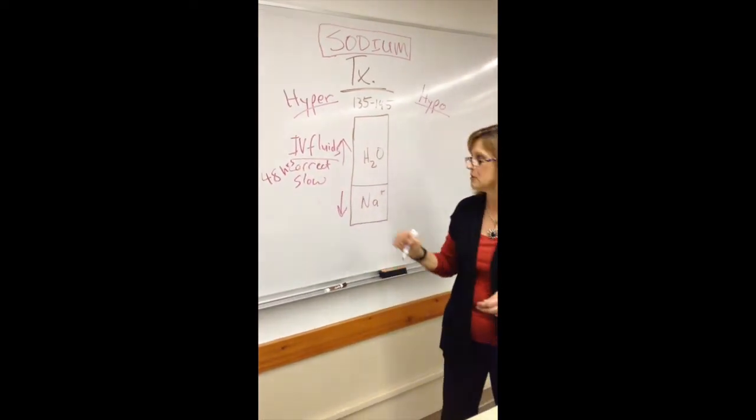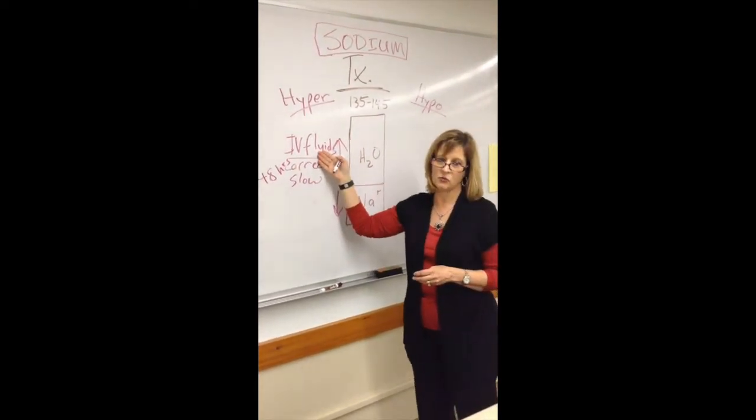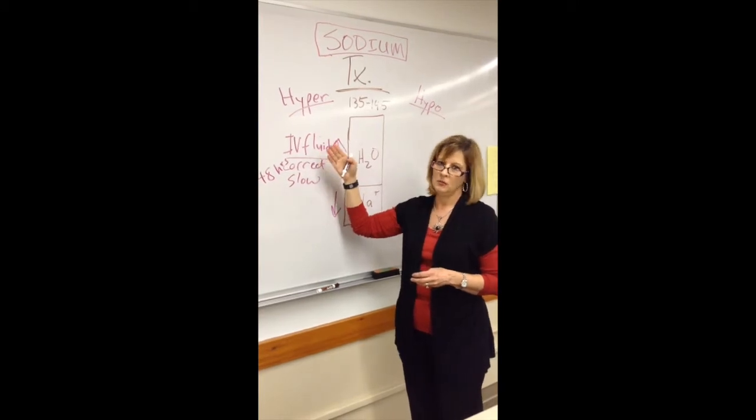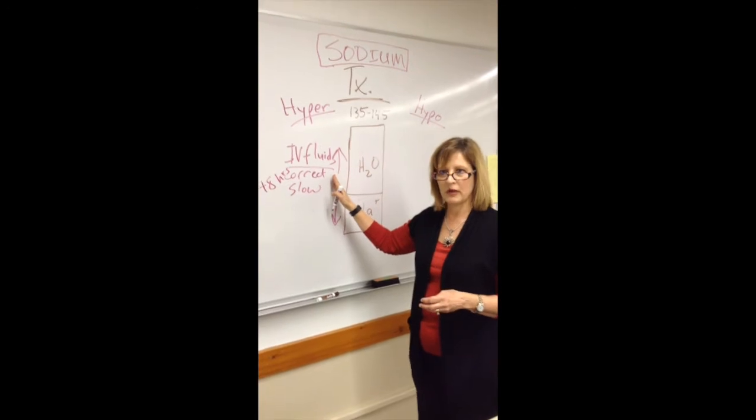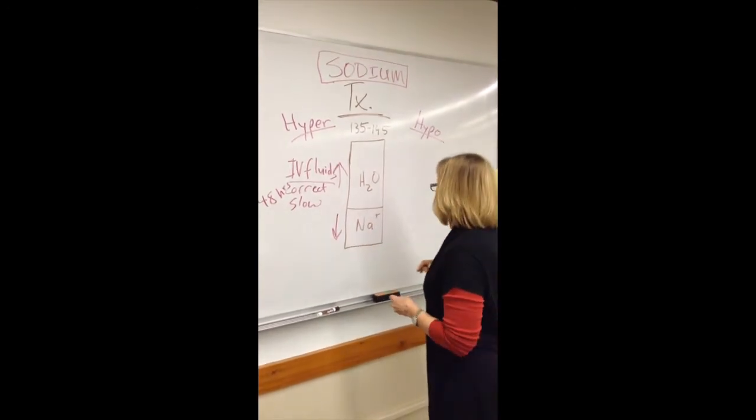Nice and slow. So sometimes using an IV solution of half normal saline may do it slowly, but again, D5W, those that don't have saline in them, will also help. We just have to make sure that we go at a slower rate.